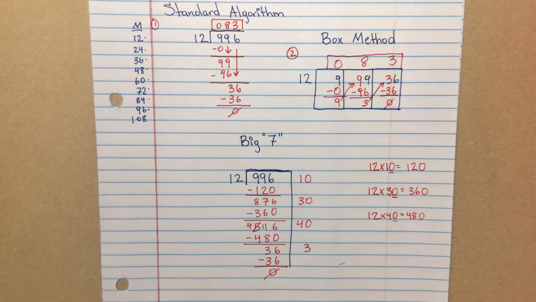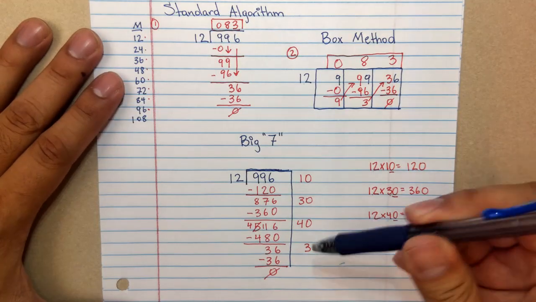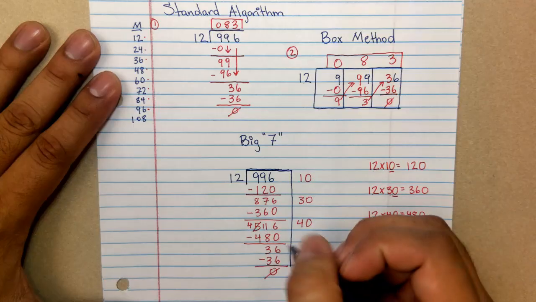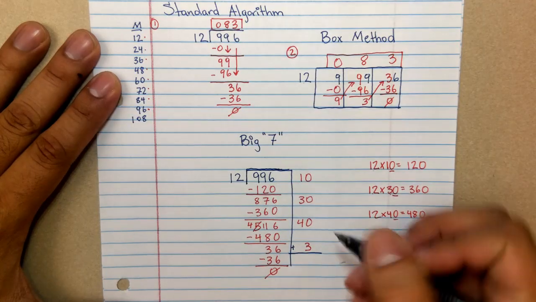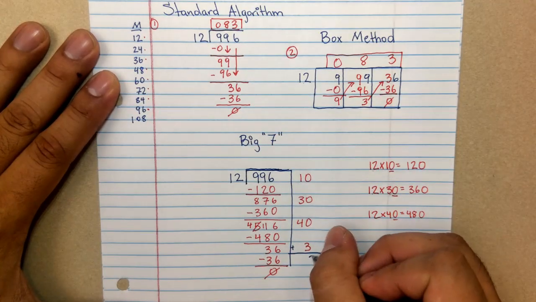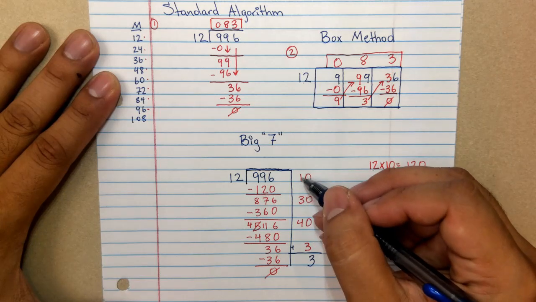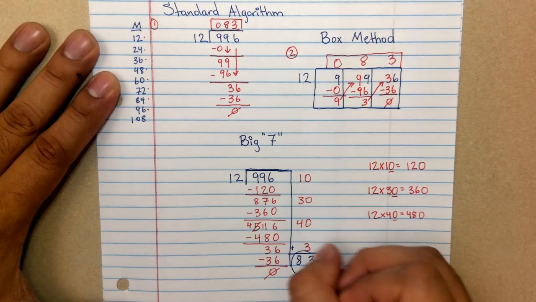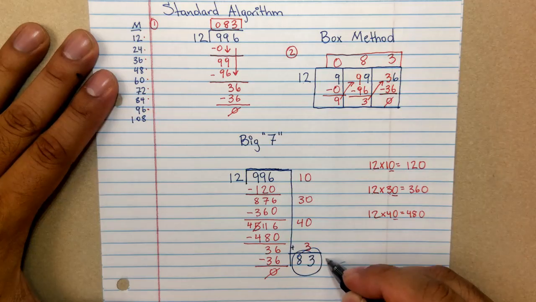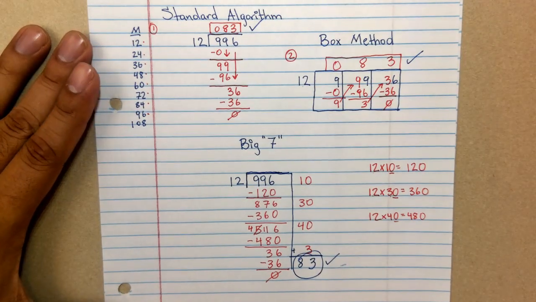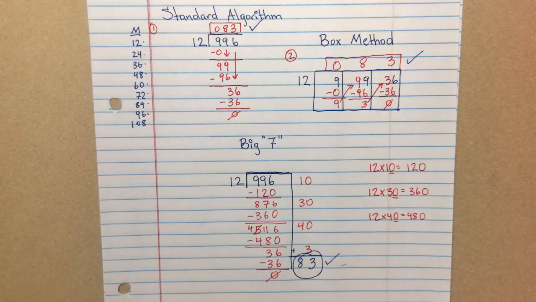But then where's the answer? Well, all you have to do is add up these guys outside of the Big 7. So if I were to add them, here in the ones place, I have 3. This is 4, 5, 6, 7, 8, 83. So you can see that for all 3 strategies, we ended up with the same quotient. They look different. We kind of took a different path, right? But we all ended up with the same quotient.